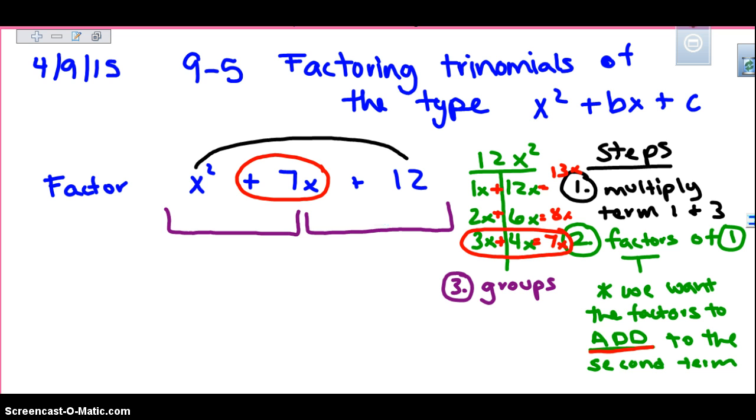The next step, step number 4. We're going to copy term 1 and 3. So this is term 1, x squared. Just copy it down. Term 3, 12, copy it down. 12 is a plus 12, so we keep the plus 12.